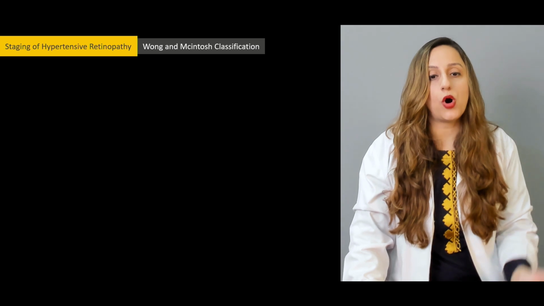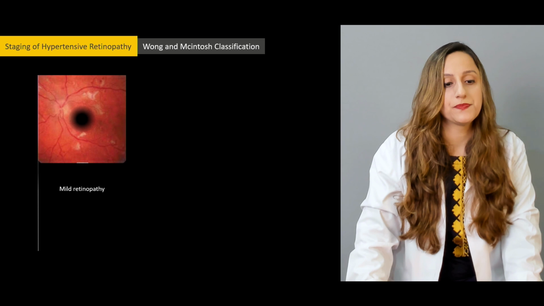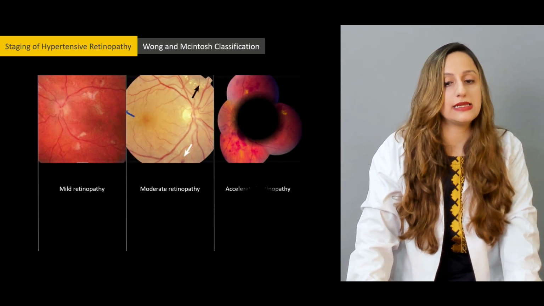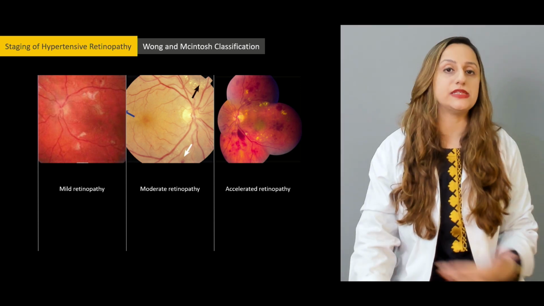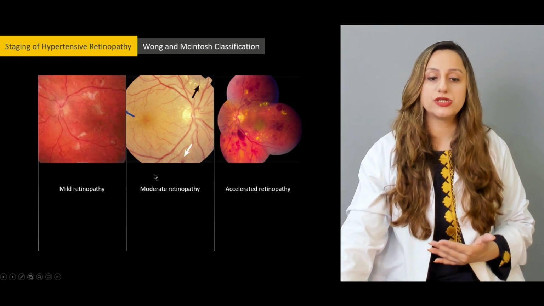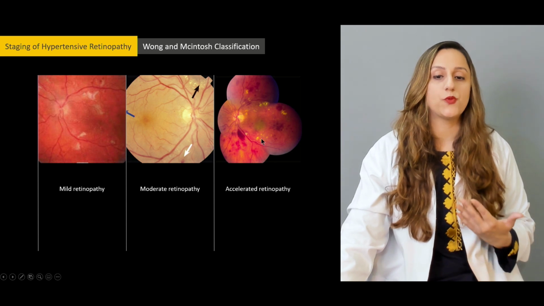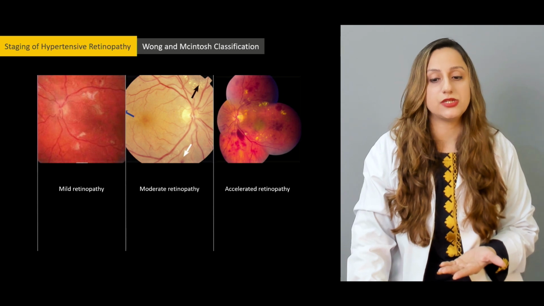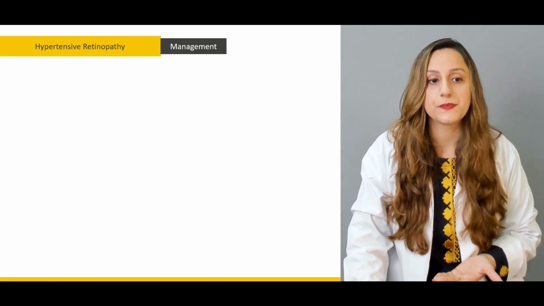Finally, we have the Wong and Mitchell classification. We have mild retinopathy, we have moderate, and then finally we have accelerated retinopathy having exudates, having flame-shaped hemorrhages, as you can appreciate in all of these pictures. If it is involving the macula and the optic disc, it is a more severe kind of variety, an accelerated or advanced stage of the retinopathy.